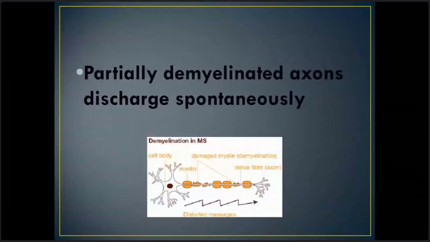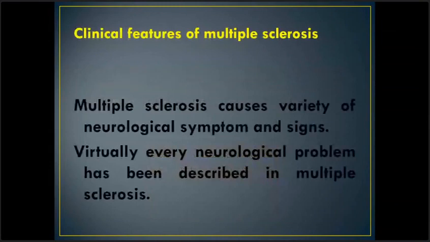This is for partially demyelinated axons, not completely. If it is complete, there is no transmission of the impulse. But in a partially demyelinated axon, there is spontaneous discharge. The main function of myelin is to transmit the impulse, not to form the impulse. In partially demyelinated axons, they discharge spontaneously, and this is behind many clinical manifestations.